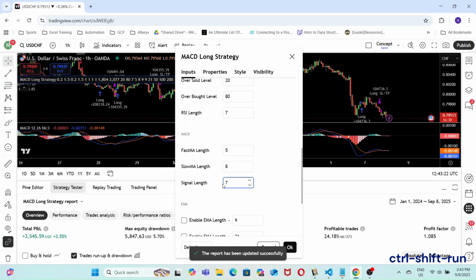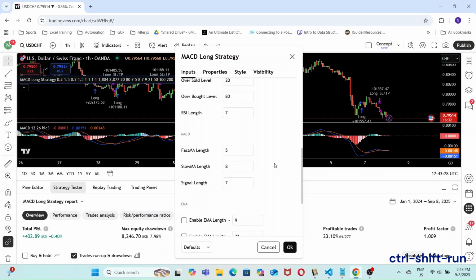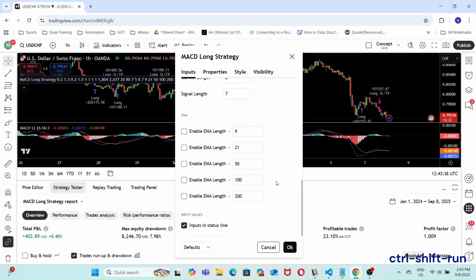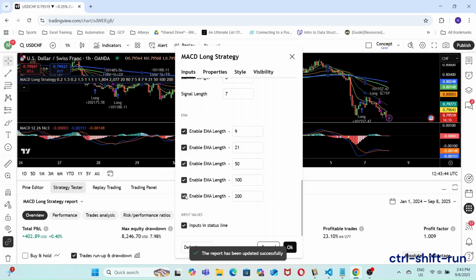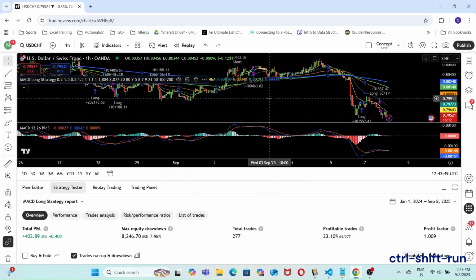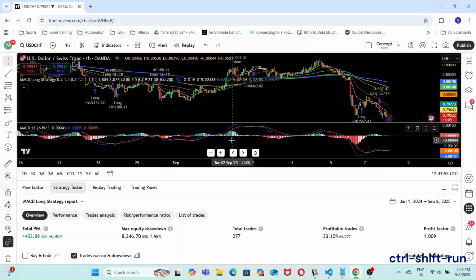Finally, the MACD settings we will use is a fast moving average length of 5, a slow moving average length of 8 and signal length of 7. And then we can add some moving averages to the chart, but these don't do anything other than visualization as far as I can tell. Okay, the dollar Swissy is positive thanks to the profit factor. There may be more profitable settings for a pair, but these are general settings.